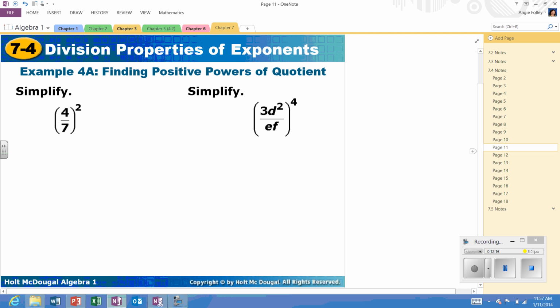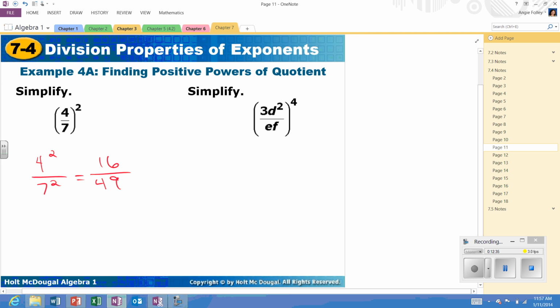So to simplify this, we're going to write 4 to the 2nd over 7 to the 2nd. 4 squared is 16, and 7 squared is 49. And you are done. I would expect you to be able to do something like that without a calculator, okay? You don't need a calculator to do 4 squared and 7 squared.